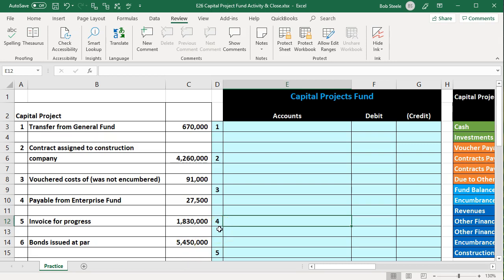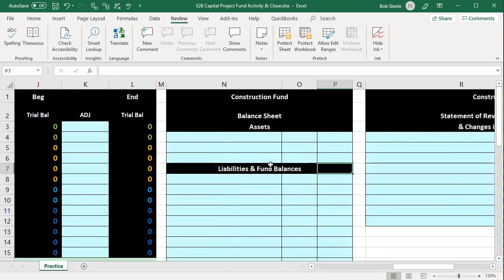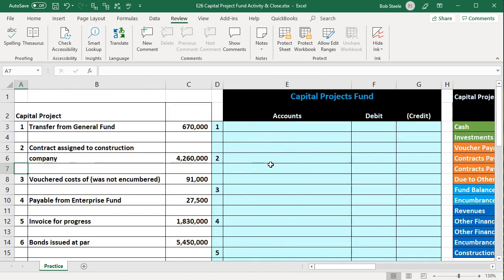In this presentation, we will work a problem posting transactions to the Capital Project Fund, and we will also create financial statements from the completed Capital Projects Fund trial balance. Information is going to be on the left-hand side. We're going to enter that information into the blue area on the right. We'll have the general journal.